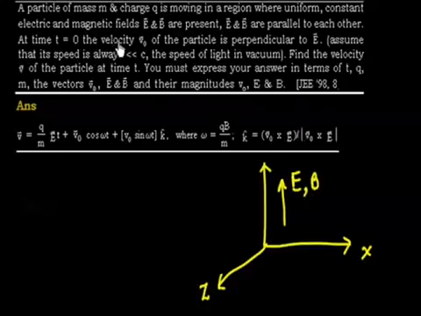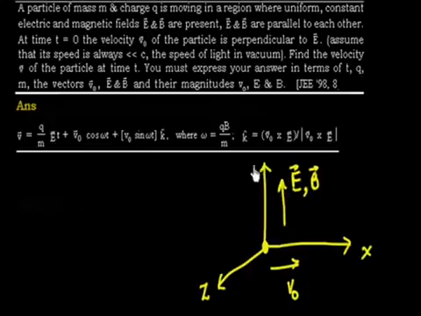Now question says at t equals to 0 the velocity v naught of the particle is perpendicular to the electric field. So we have a particle that is given a velocity v naught. So this particle at t equals 0, let us say at origin, has been given a velocity v naught perpendicular to the electric field. So this is my electric field and this is my magnetic field. So this is in the y direction and velocity is in the x direction.